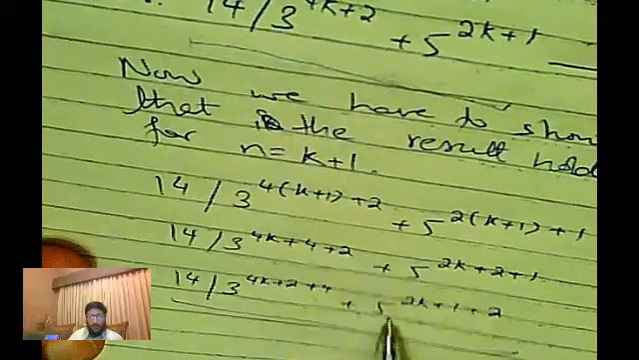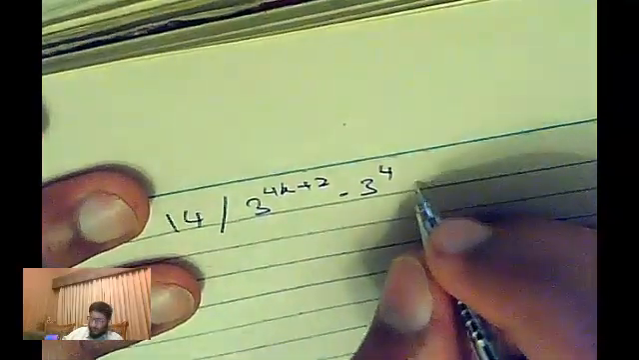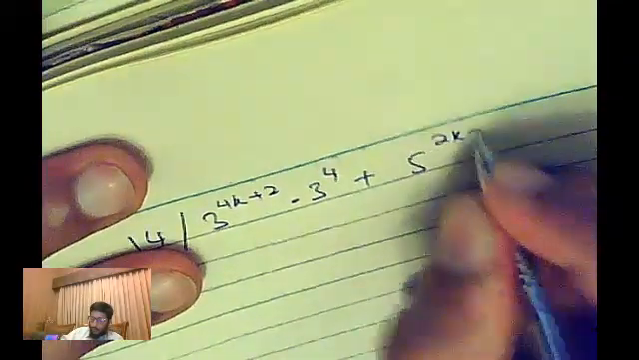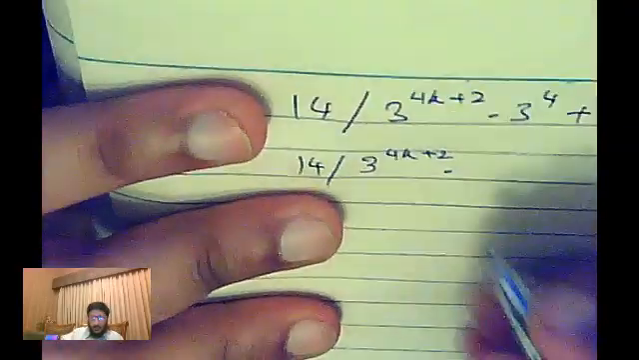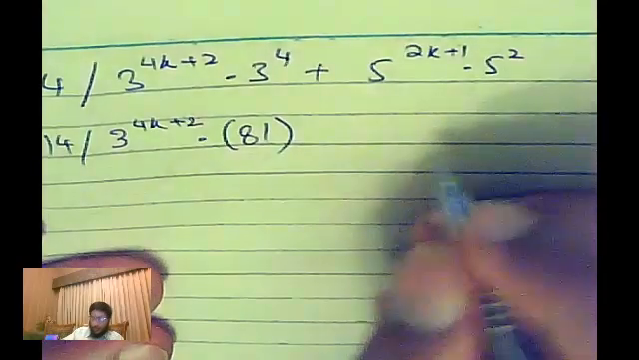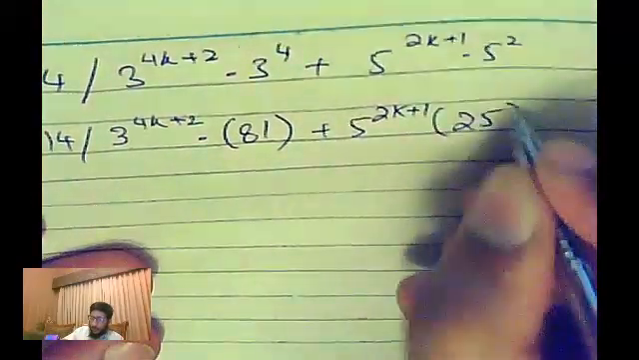And then we separate this 3 to the power 4 and 5 to the power 2. 14 divides 3 to the power 4k plus 2 times 3 to the power 4, plus 5 to the power 2k plus 1 times 5 squared. Now we expand it. 3 to the power 4, okay, it's 3 to the power 4, yes. And that we have 81, plus 5 to the power 2k plus 1 times 25.